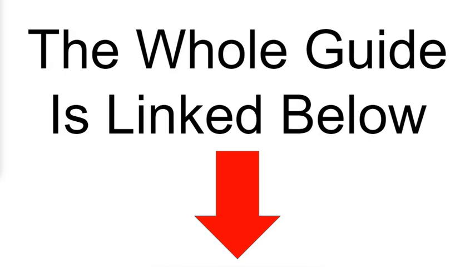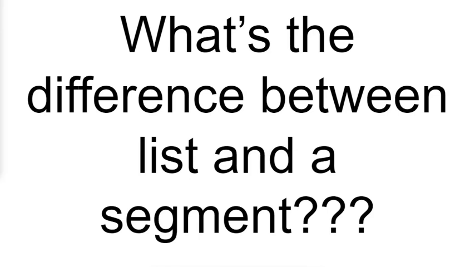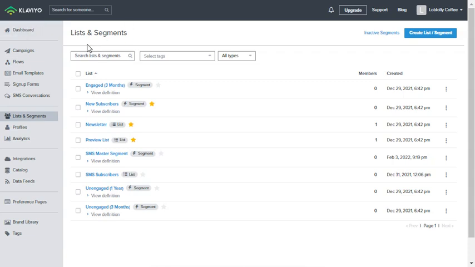We want to talk about creating our SMS master segment. So the first question you're probably asking is, what the heck is the difference between a list and a segment? If you come into Klaviyo, I'm on my account now, you'll see on the left-hand side we're right here in this lists and segments area. I have all these things here. Some of them Klaviyo automatically creates, but some of them are lists. This one called newsletter, this is a list. And then these other ones, new subscribers, that's a segment. There's an engaged 3-month segment, SMS master segment. This is the one we're going to be creating. We also have SMS subscribers.